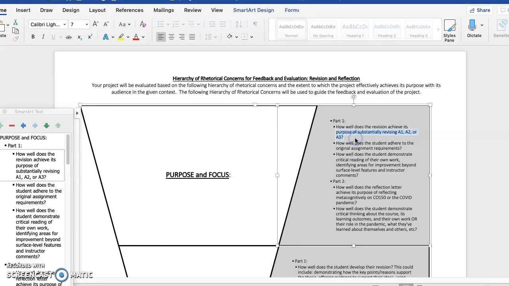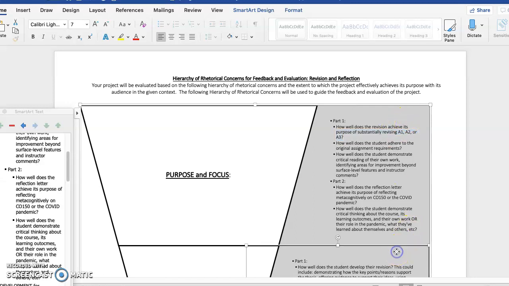The purpose and focus is kind of 2-part. How well does the revision achieve its purpose of substantially revising A1, A2, or A3? How well does the student adhere to the original assignment requirements? How does the student demonstrate critical reading of their own work in doing so? And for the purpose and focus of the letter, how well does the reflection letter achieve its purpose of reflecting metacognitively on CO-150 or the COVID pandemic? How well does the student demonstrate critical thinking about the course, learning outcomes, or their role in the pandemic, what they've learned about themselves and others, etc.? That's the purpose and focus.